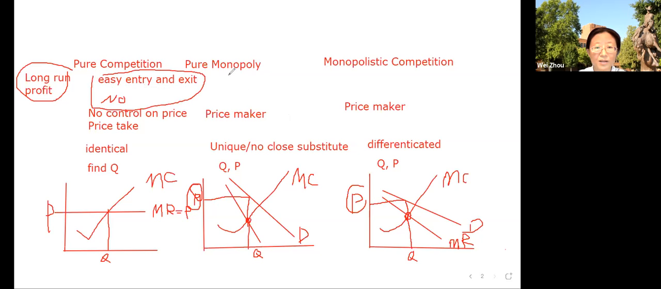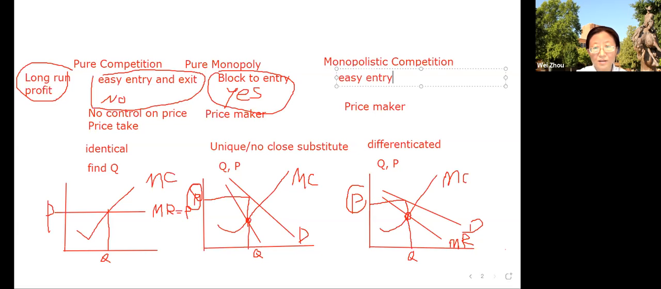Pure monopoly, what do we have? They have a block to entry. Guess what? If you can block other firms and if you can lower the average total cost, yes, I can have long run profit. Monopolistic competition? Yes, you are kind of a monopoly, but sorry, you are just the same as pure competition.